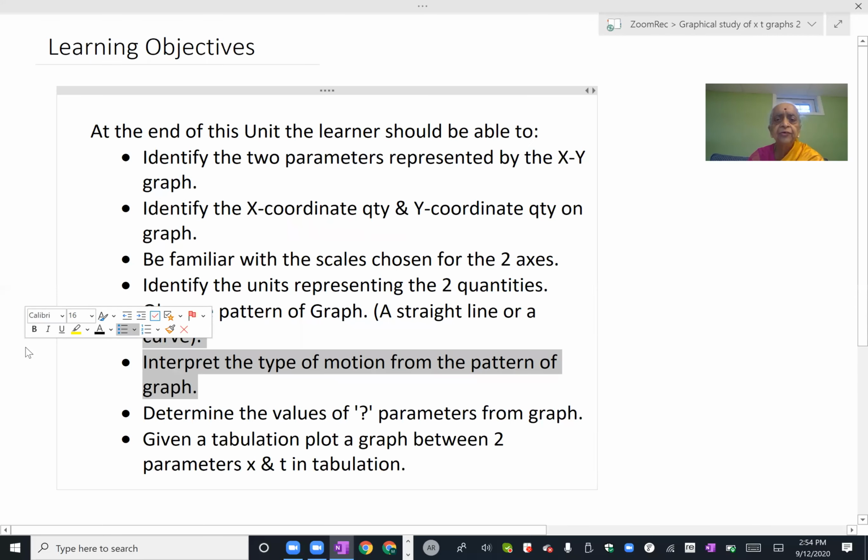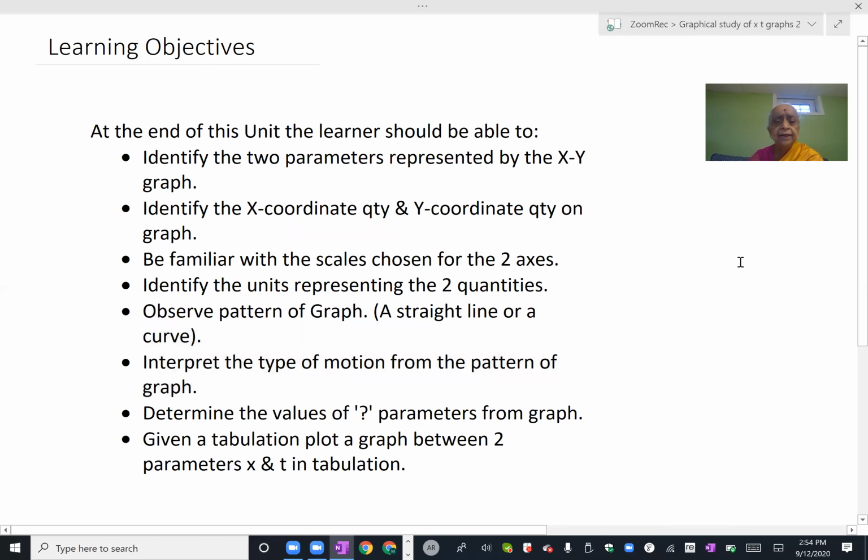At the end of this unit, the learner should be able to identify the two parameters represented by x and y of the graph. Sometimes it may be position and time, sometimes it may be velocity and time, and so on. More often than not, x is always representing the time variable, the time instance. Yeah, the x coordinate quantity and the y coordinate quantity.